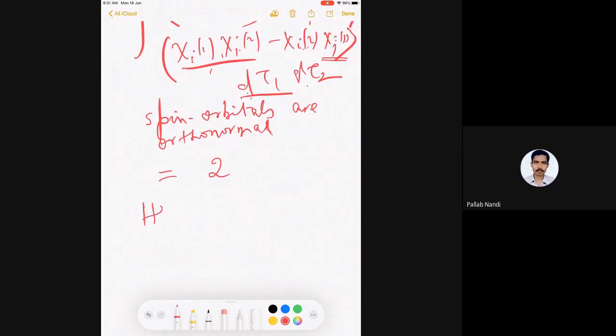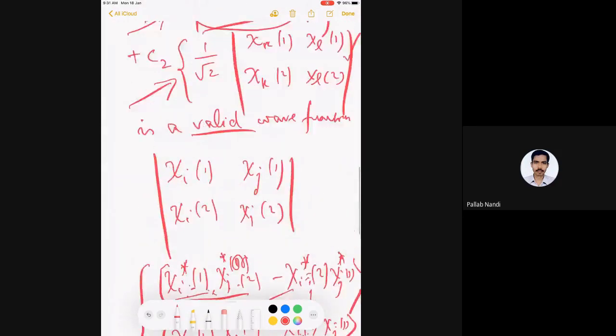Hence, the normalization constant is 1 by 2 factorial. Is it clear? Okay, good.